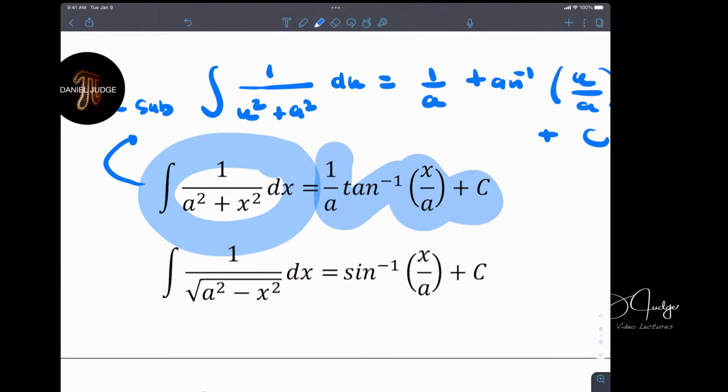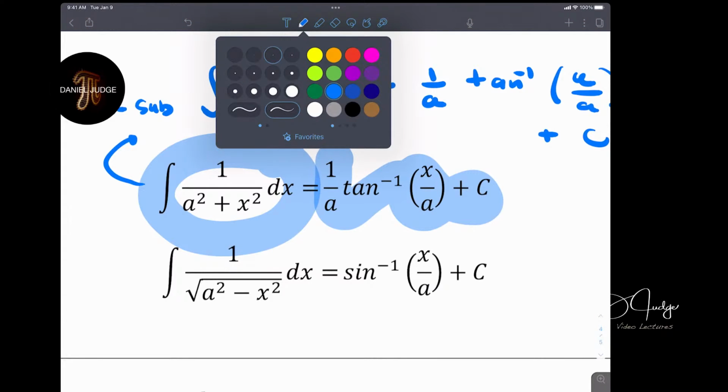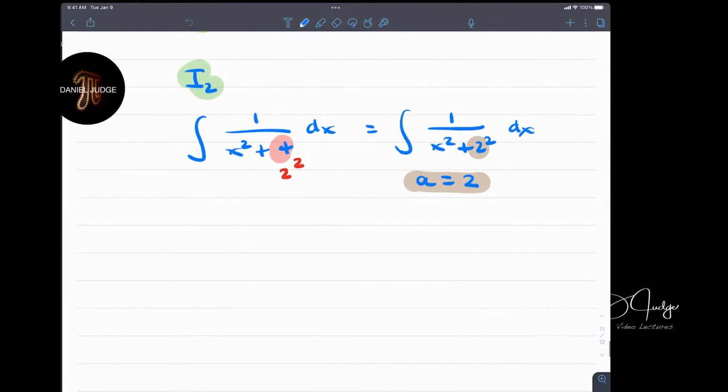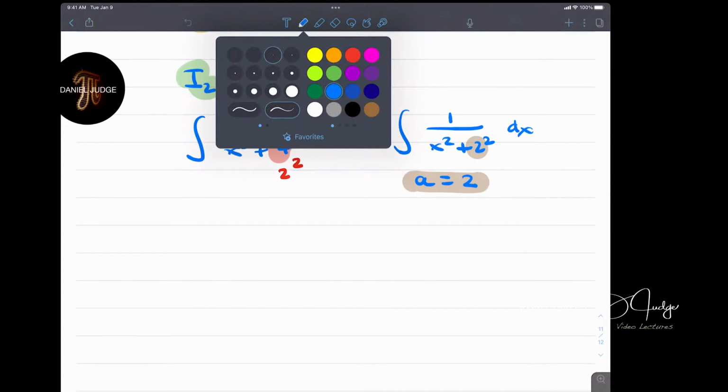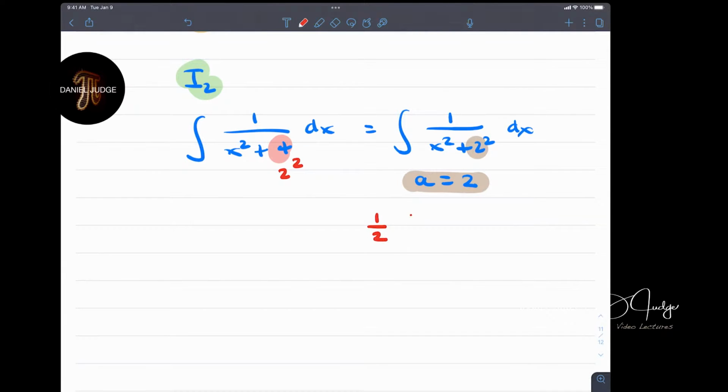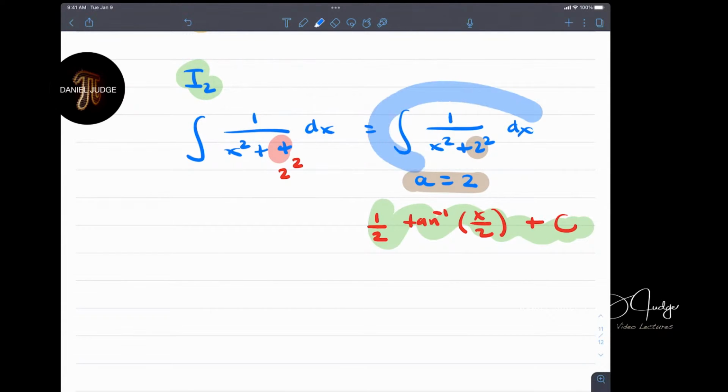It's 1 over a inverse tangent x over a. Now we said a here was 2, right? So, all right, a here was 2. So here's my point. 1 over a, that's 1/2. Inverse tangent x over a, well, that's x over 2 plus c. And ladies and gentlemen, that's your green integral. Just by knowing the formula here of 1 over x squared plus a squared. All right, that's the deal there.